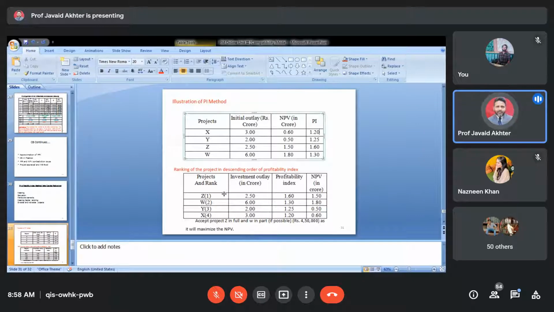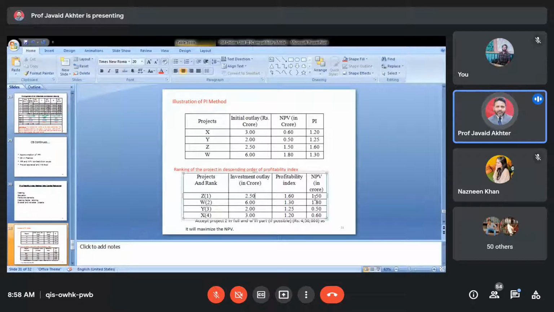So in the next slide, this has been illustrated. Z has got the first rank, W second rank, Y third rank, and X fourth rank. Accordingly, their respective investment outflow, which is taken from table 1, has been mentioned in front of them. Profitability index also has been mentioned. So this is how we will rank them and will decide.